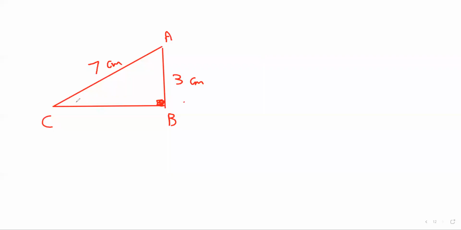Find the size of angle C. That's the angle we want to find. Determine the sides you have. We have AB, the opposite side to angle C, and also we know the hypotenuse. Which trigonometric function has the opposite and the hypotenuse? It's sine. So write sine C equals opposite over hypotenuse, 3 over 7.